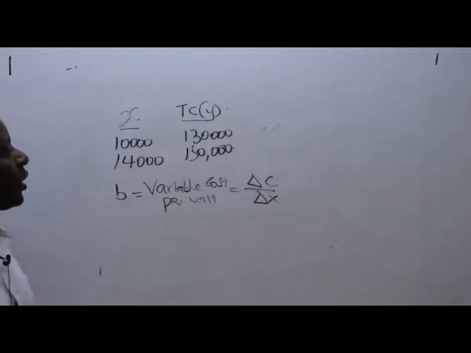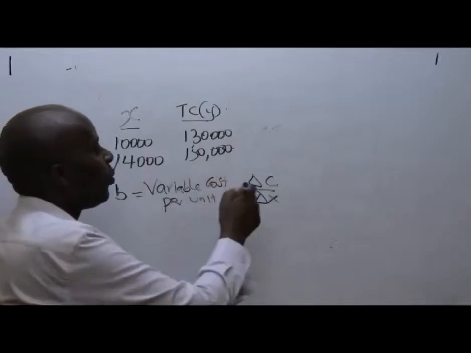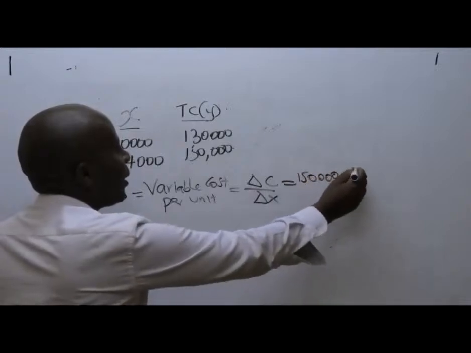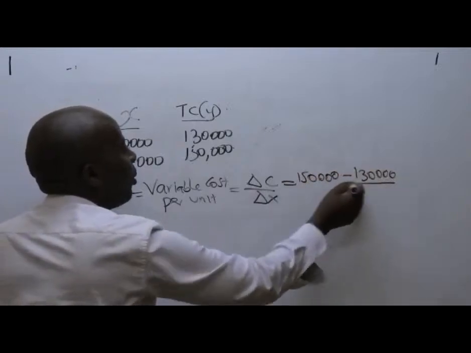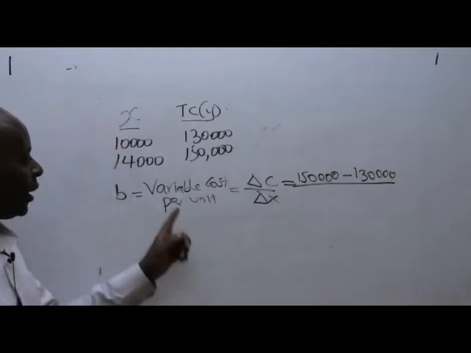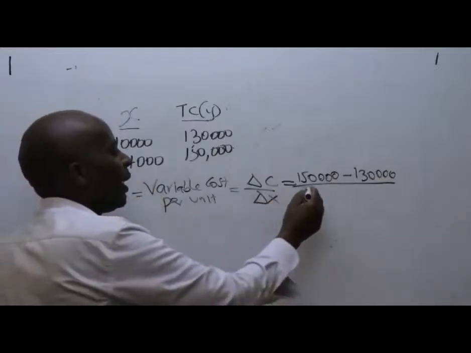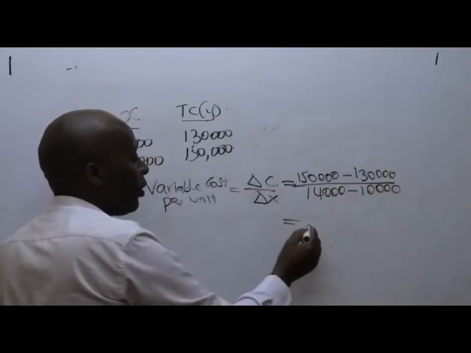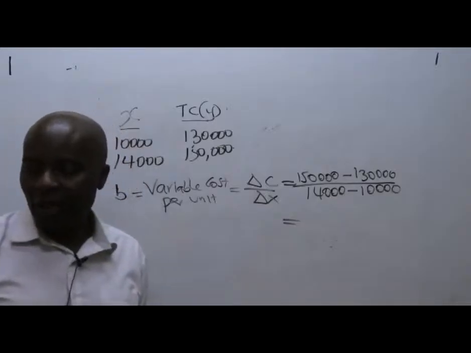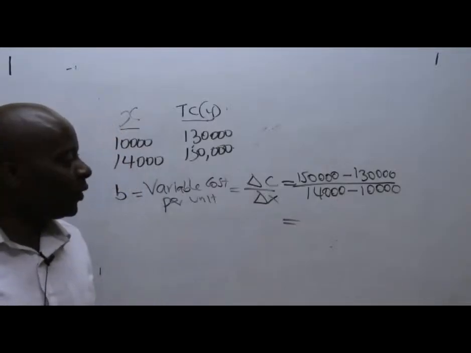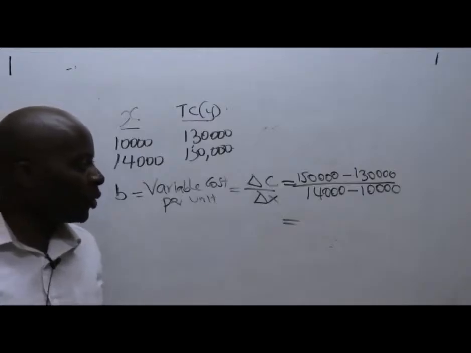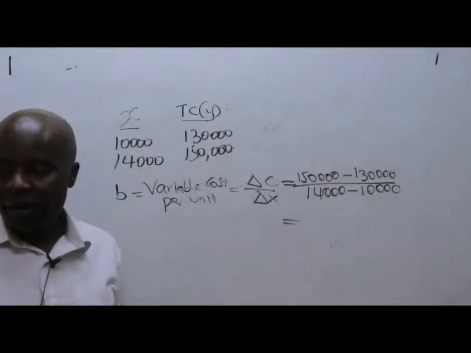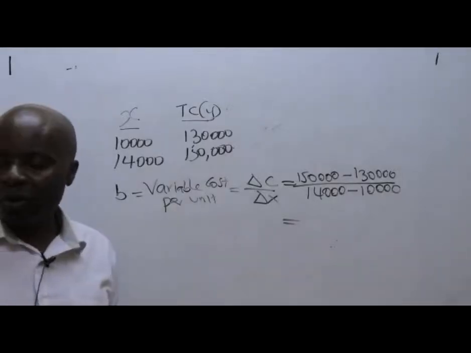So change in cost, I would want someone to come and subtract. We are talking of 150,000 minus 130,000 all over change in quantity. The quantity is 14,000 minus 10,000. Then at the end of the day, what shall we get? 150,000 minus 130,000 is 20,000. 20,000 divided by 4,000 will give me a variable cost of what here, somebody?